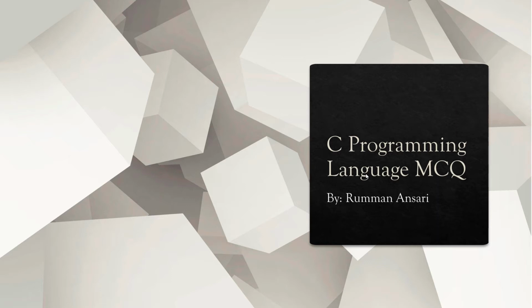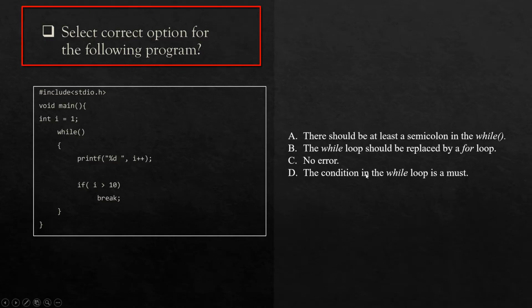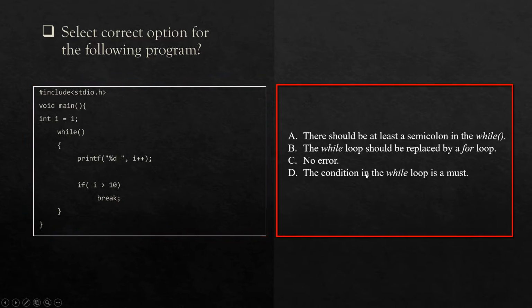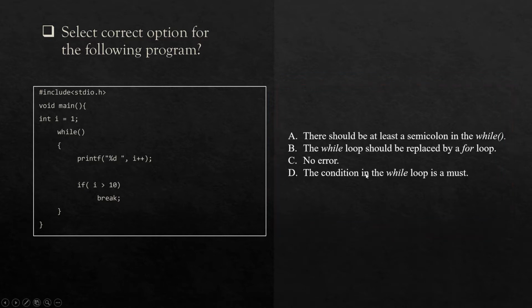Hello everyone, welcome back. In this video, we'll talk about another MCQ question from C programming language from loop chapter. So let's start. So this is our MCQ question. Select correct option for the following program. So here you can see that in left side we have a program and in right side we have the options. We have to select the right option from here.